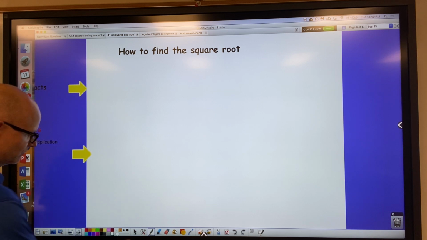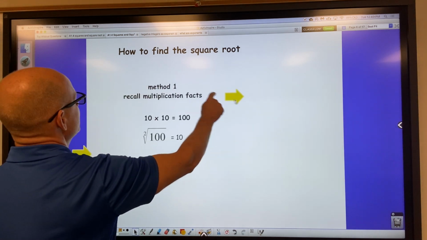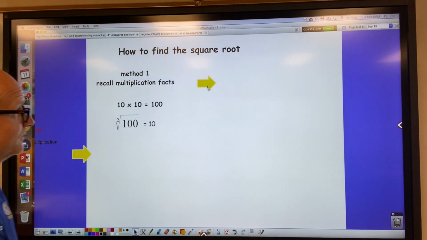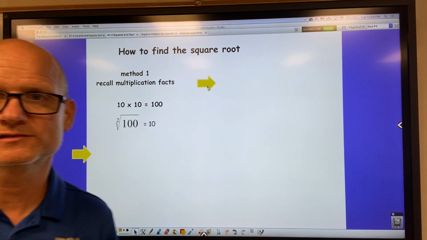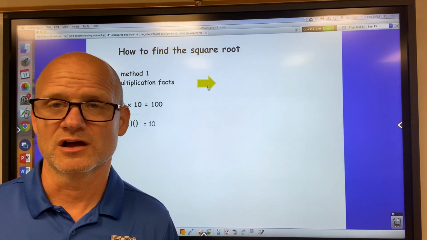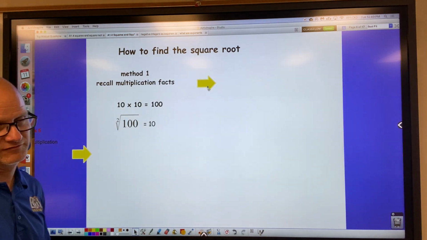And how to find the square root. Okay, so yeah, I forgot. So there's a couple of methods. How do we find the square root of a number? Let's talk about that. Well, you could just know your math facts, right?